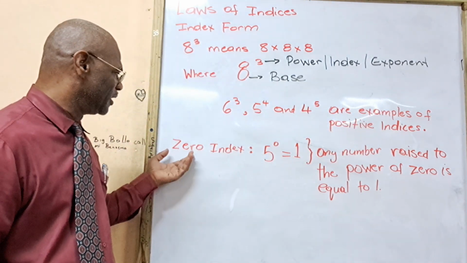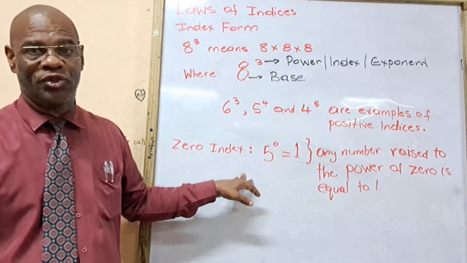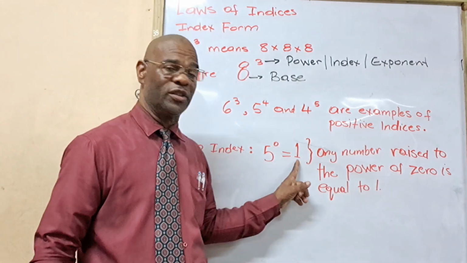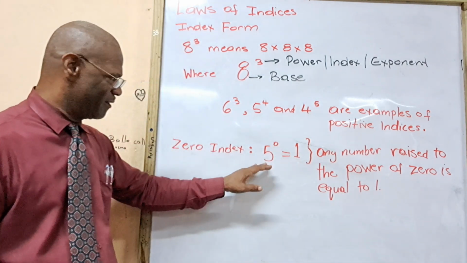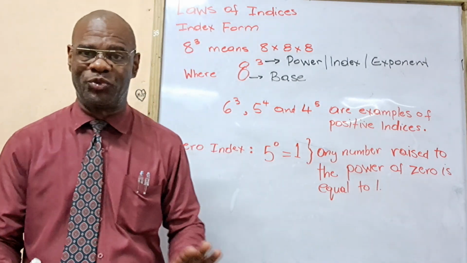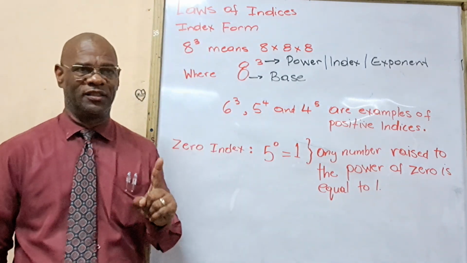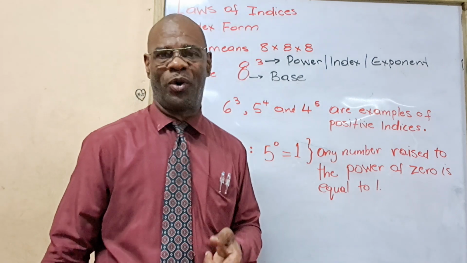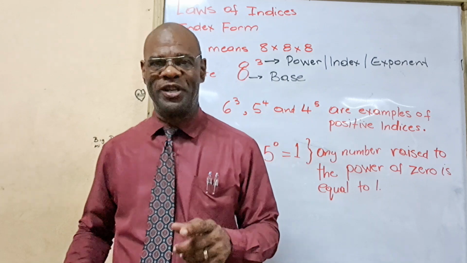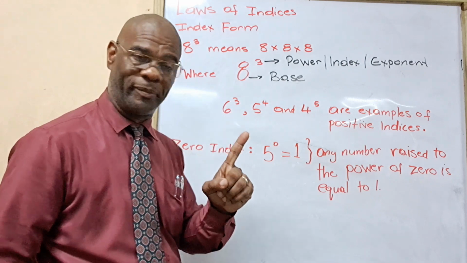Now, let's hop over to here. So we have the zero index. A number with an index or power of 0 is always equal to 1. So we have 5 to the power of 0, and the result is 1. It doesn't matter what number is raised to the power of 0, the result will always be 1. Even if you have a million raised to the power of 0, the result is equal to 1.